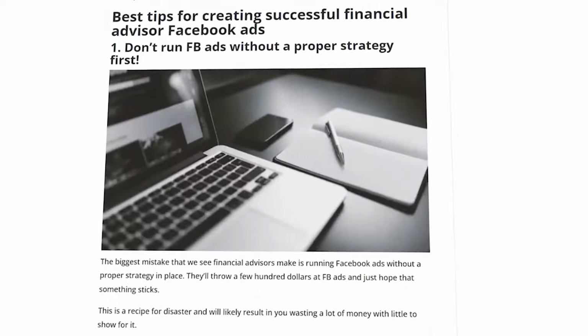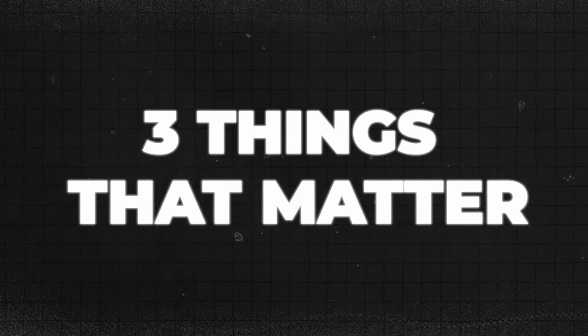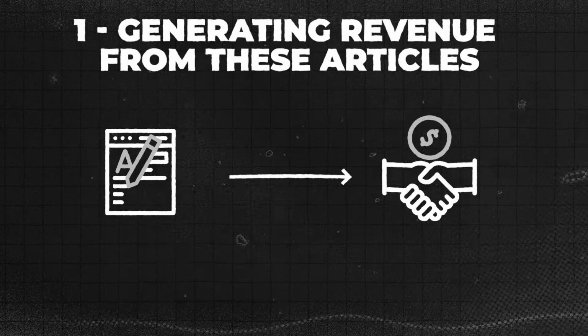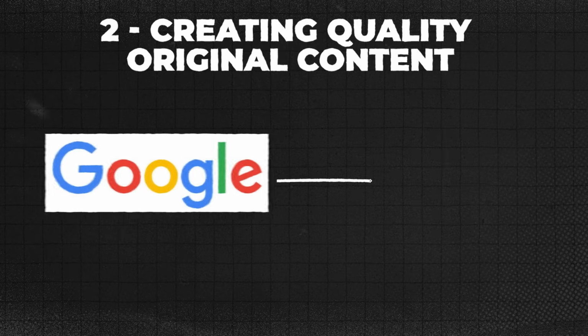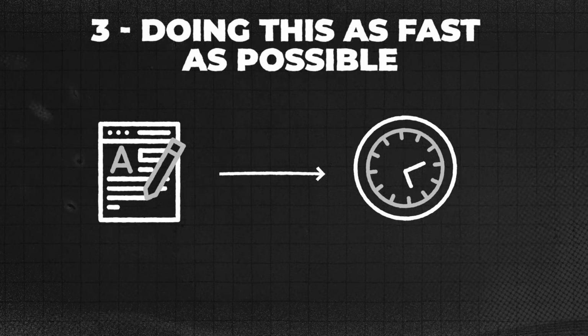So when it comes to creating high quality blog articles for your website, there are only really 3 things that matter. Number 1, generating revenue from these articles, which means getting more leads and clients from them. Number 2, creating quality original content that Google actually wants to rank because it's helpful. And number 3, doing this as fast as possible.